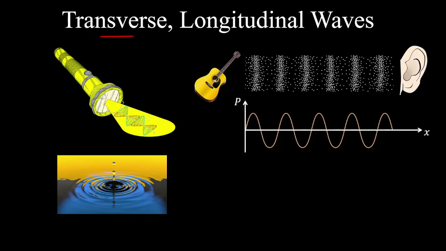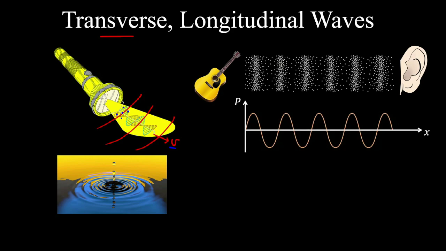In a transverse wave, such as a light wave for example, where the wavefront propagates in this direction at the speed of light, the direction of the disturbance is perpendicular to the direction that the wave propagates. So for example, if we look at a photon, it's going to oscillate back and forth in the perpendicular directions to the velocity of this wave front.